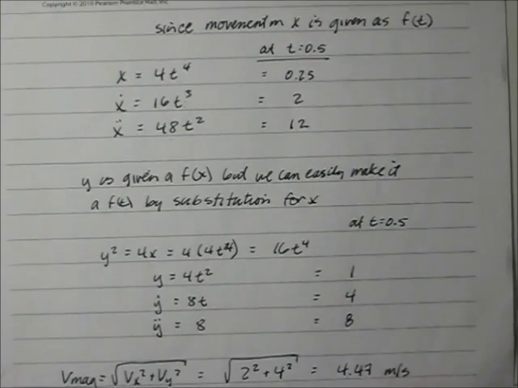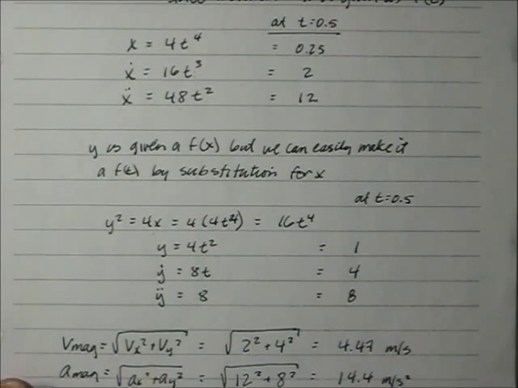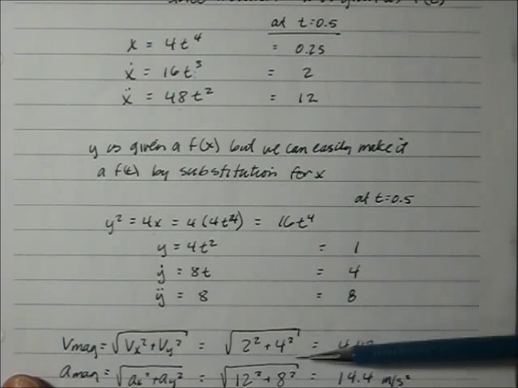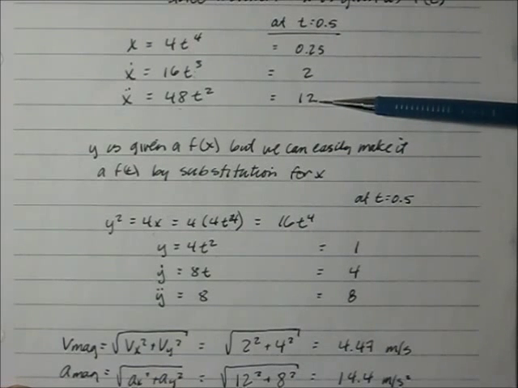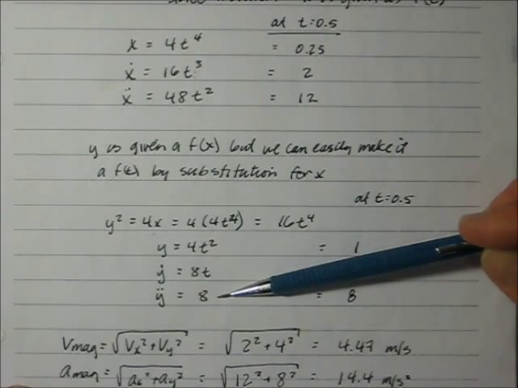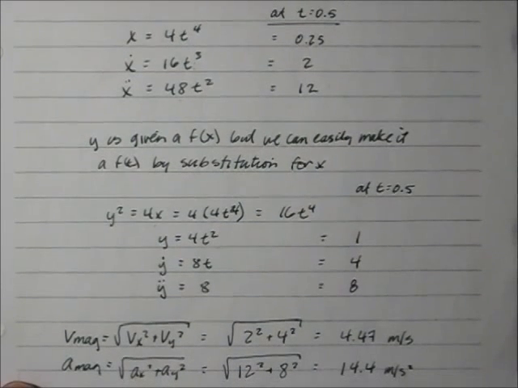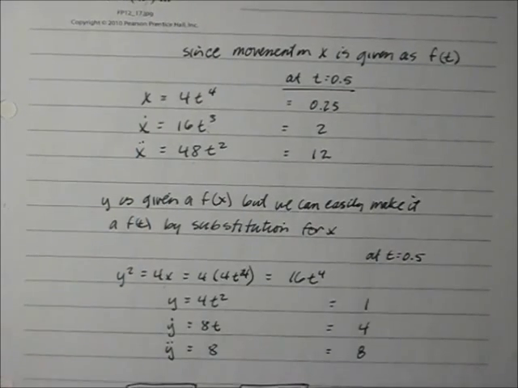To find out the magnitudes, and that's what we're looking for, the velocity and acceleration magnitudes, we take the square root of the sum of the squares. So velocity, I take the square root of vx squared plus vy squared. Vx squared is 2, vy squared is 4. I take the square root of that, I get 4.47. Acceleration is going to be the square root of x double dot squared plus y double dot squared, so that would be 12 squared plus 8 squared. Square root is going to be 14.4. All right, so that's pretty easy when x is given as a function of time. It's nice and easy to plug those things in there.